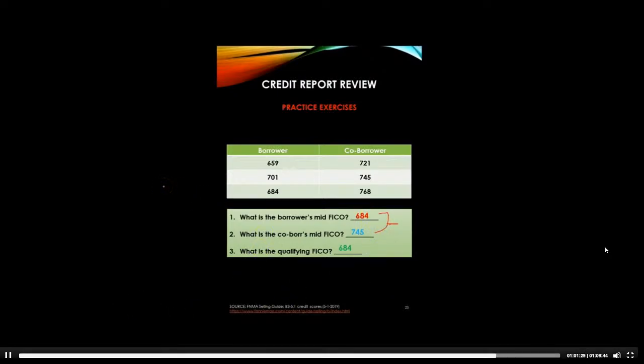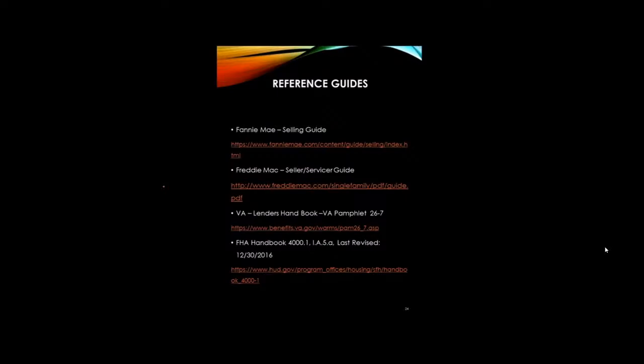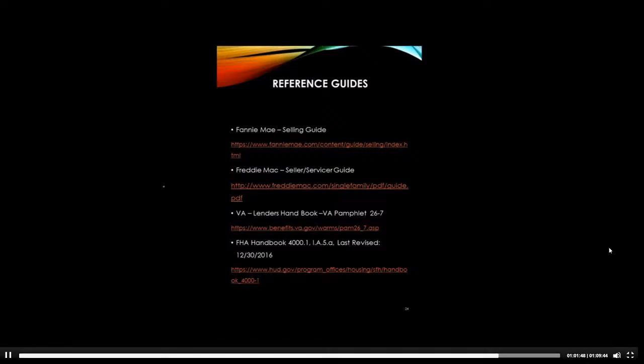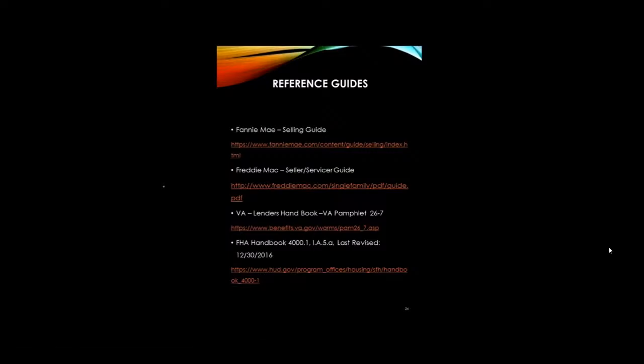Okay, let's go on. As I promised earlier, this is a reference guide section. It tells you where to find your guidelines, your Freddie Mac, your Fannie Mae. If you want to learn more information about FHA or VA, it's all here. It's a great opportunity to get some learning. Most companies do have a site called AllRegs. It is a paid site where lenders put up all their guidelines, so we go to one place to find what we're looking for.